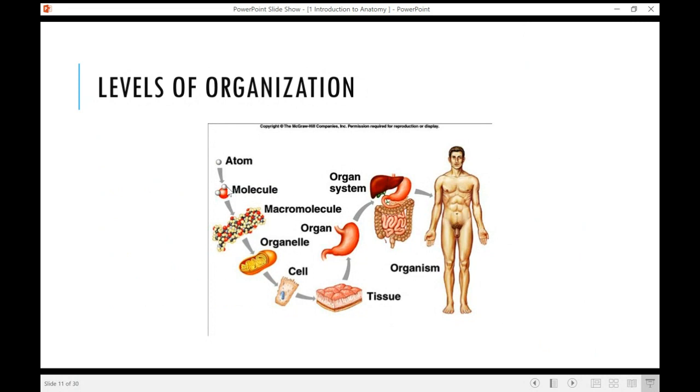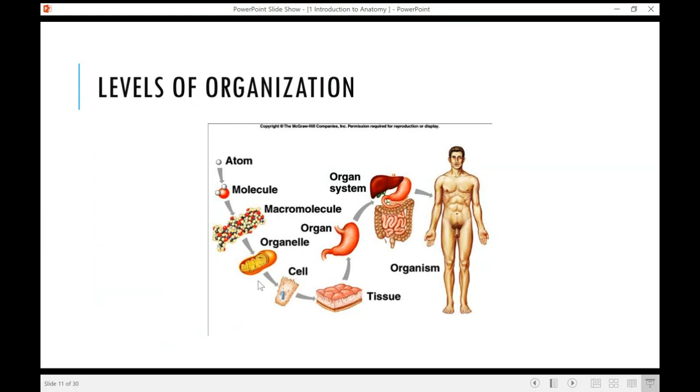So that would be a molecule of water. We can add in some carbon, some more hydrogen, some more oxygen. We get CHO. We can form a macromolecule like a carbohydrate. This would be a larger one, right? That macro, again, we're seeing that. Okay. When we combine them together, we can form organelles.